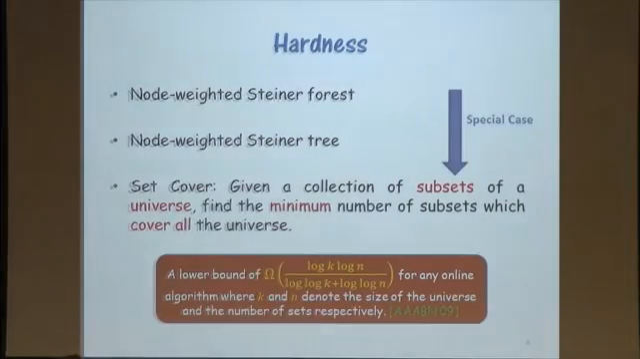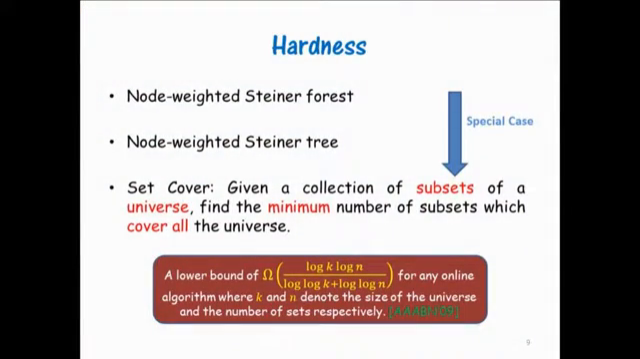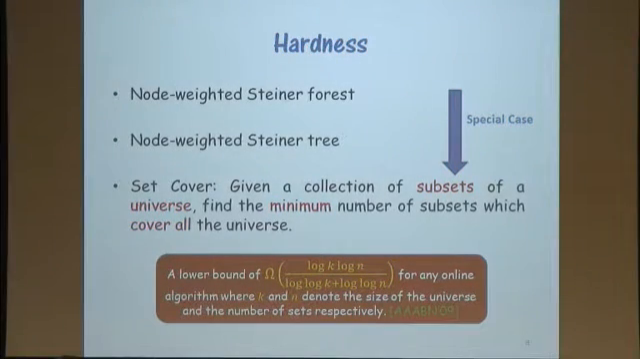Okay? So the bad news is that for the online variant of set cover, you roughly get a lower bound of log squared. So this means that for all of these problems, we have at least a lower bound of log squared in the online variant. Okay?